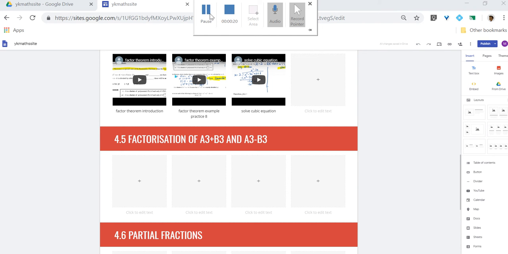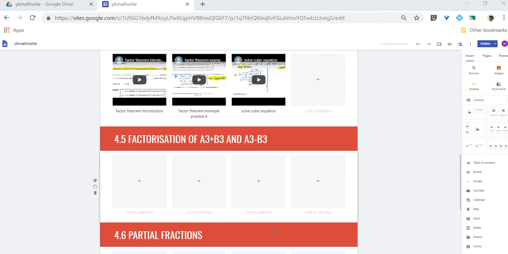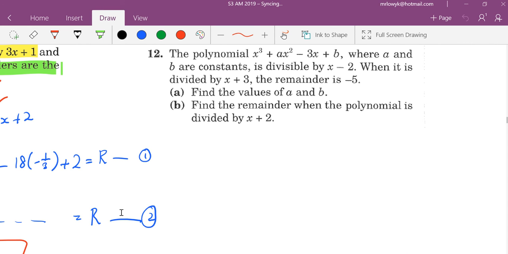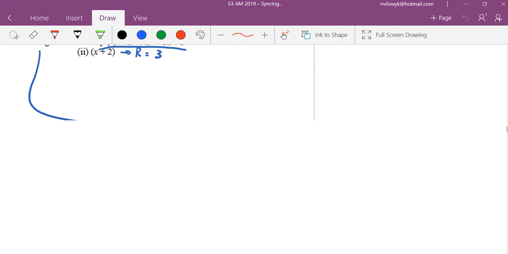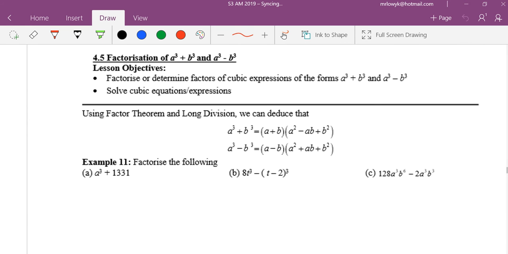Alright? Now start. This lesson is about factorization, but now the level went up from quadratic to cubic. So this lesson is a very short one. I can even finish in 2 minutes. Do you believe?